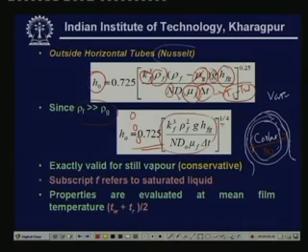of the vapor. And here all the properties, that is the thermal conductivities, densities, latent heat, viscosity, etc., are evaluated at mean film temperature. Mean film temperature is defined as the saturation temperature of the vapor plus wall temperature divided by 2. So, this is the condensation heat transfer coefficient outside horizontal tube.